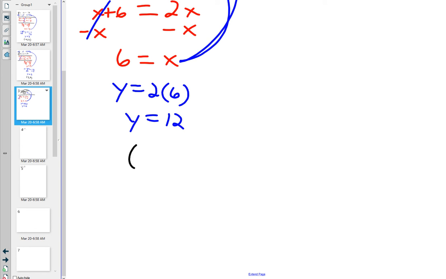It is 6, 12. No, it's not Mary Had a Little Lamb. No. X comes before Y, so 6, 12.